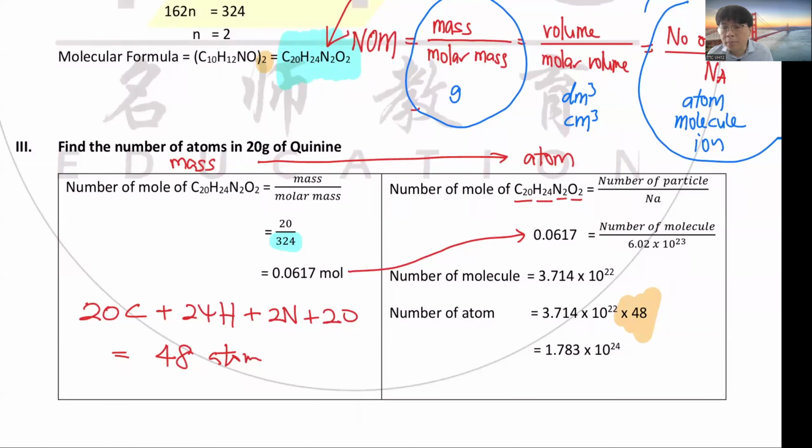Why did the number of particles become molecule instead? First you have to calculate the molecule first. Only then calculate atom, because from molecule to atom you need to times 48. This is my method. You can straight away times 48 also, no problem.